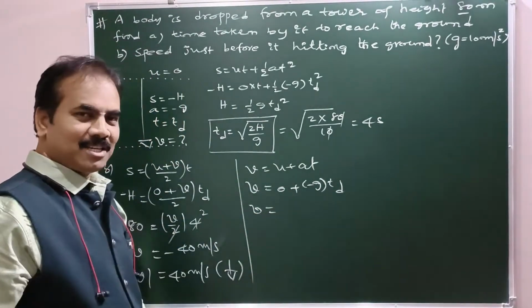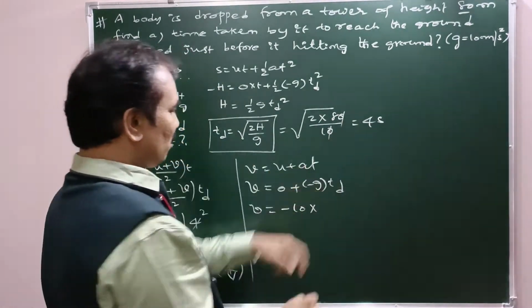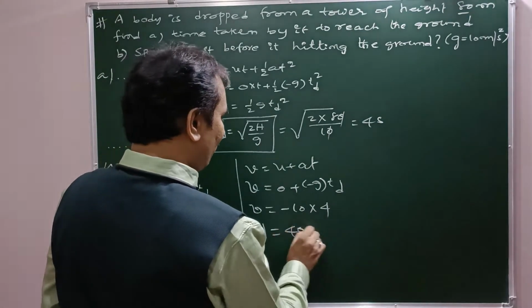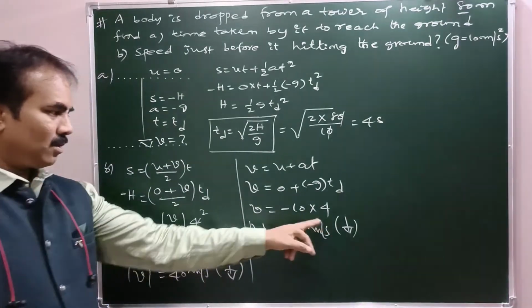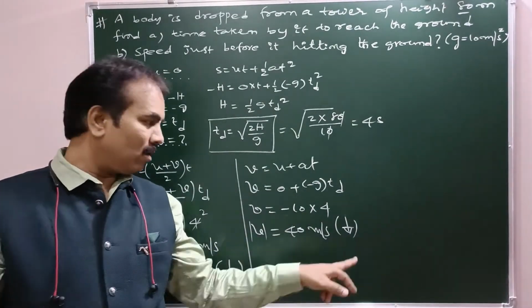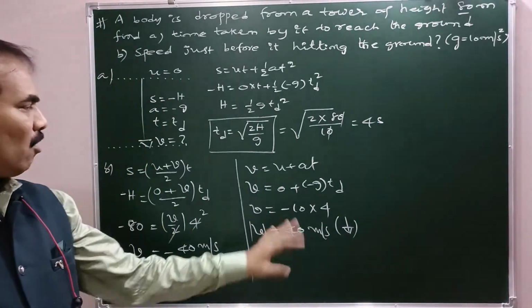Plus or minus gT. Minus g means 10, and TD means 4 seconds. That is, mod V equal to 40 meter per second downwards. With that negative sign, we came to know that the body is hitting the ground downwards. So on taking modulus, it becomes 40 meter per second downwards.